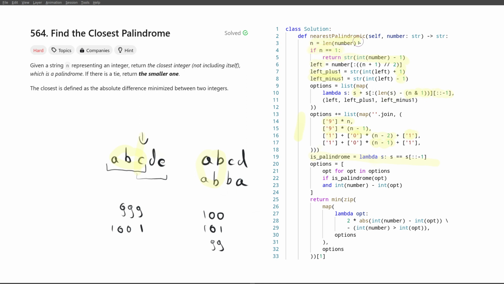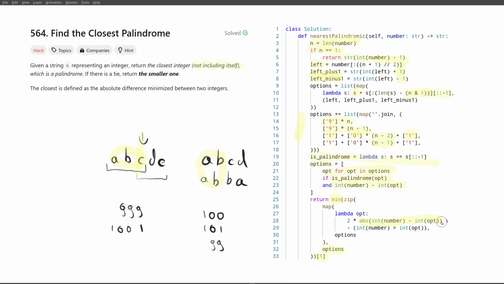And at the end, when we have those 3 options and those 4 special options here, we only keep those that are a palindrome and that are not equal to the starting number, because we cannot return the starting number, not including itself, it says in the statement. And after that filtering, we have to return the one that minimizes the distance. If there are ties, we have to return the smallest one. So we can just return the minimum over pairs of score and value, and the value that generates that score. And the score is, of course, the absolute difference between the number and the option.